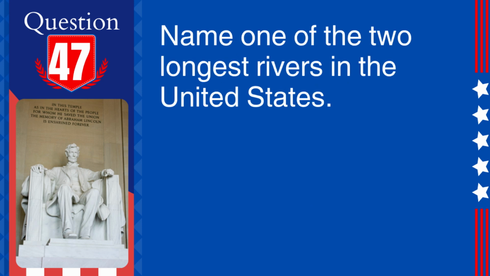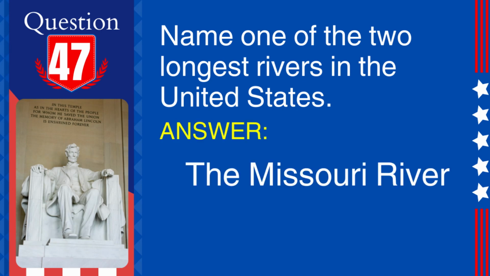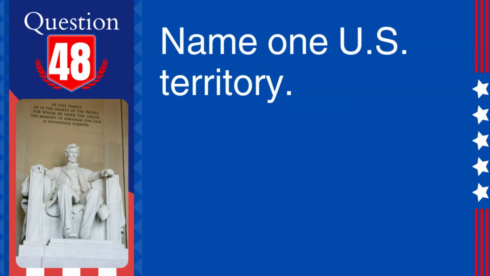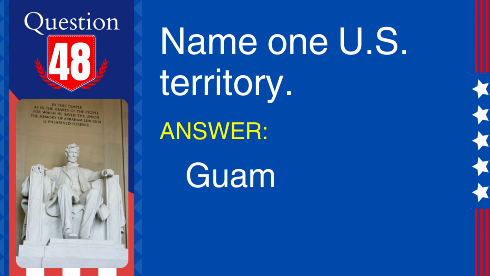47. Question: name one of the two longest rivers in the United States. Answer: the Missouri River. Explanation: the Missouri River is one of the longest rivers in the United States, extending approximately 2,341 miles. 48. Question: name one U.S. territory. Answer: Guam. Explanation: Guam is an organized, unincorporated territory of the United States located in the western Pacific Ocean.